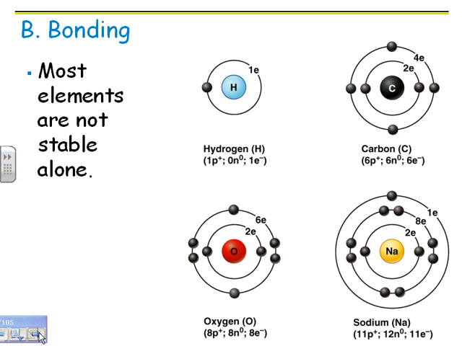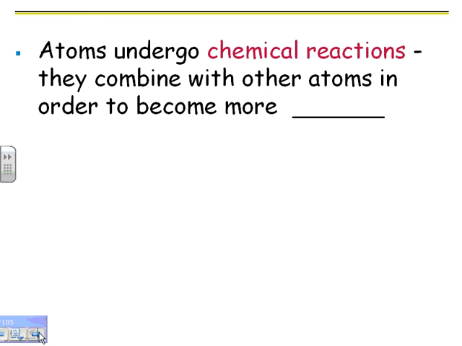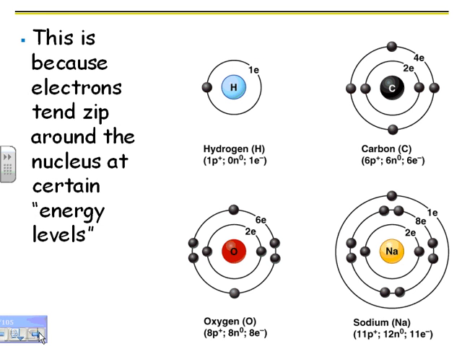Bonding. Most elements are not stable alone. Atoms undergo chemical reactions. They combine with other atoms in order to become more stable. This is because electrons tend to zip around the nucleus at certain energy levels. So these energy levels are something you'll spend a lot of time on next year when you do chemistry.